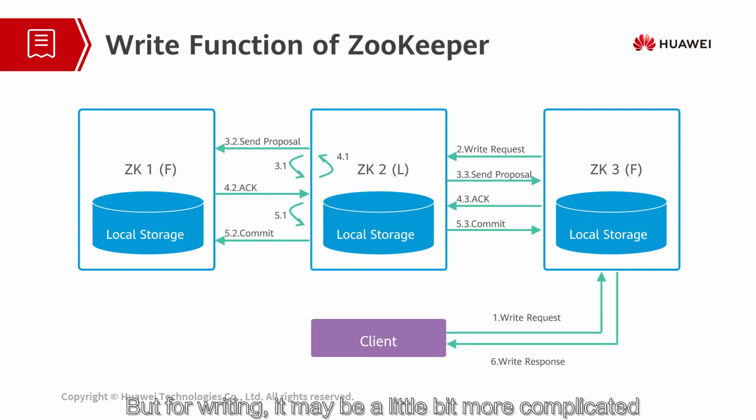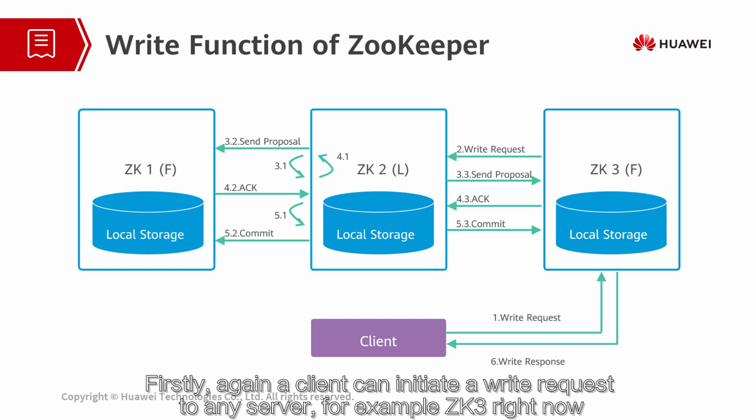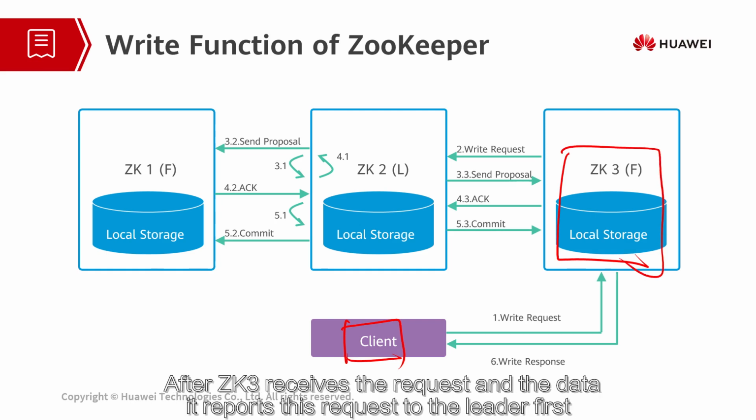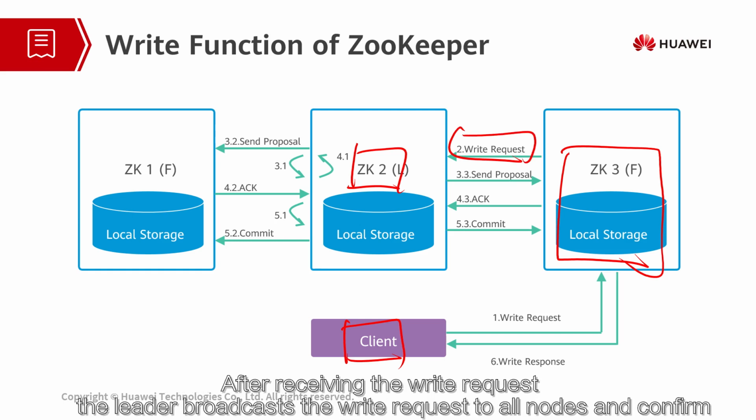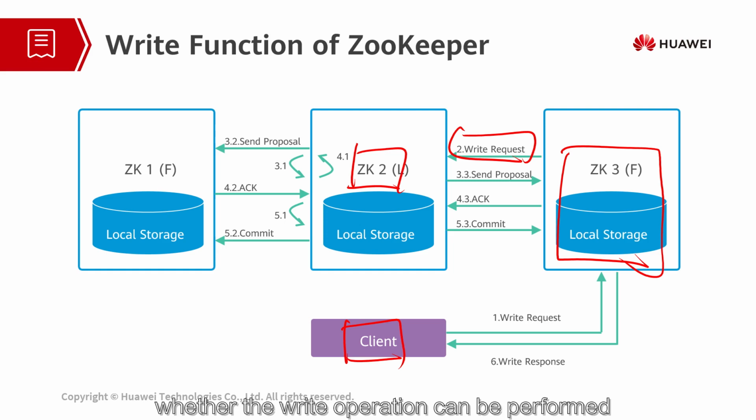But for writing, it may be a little bit more complicated. Here, the process follows these steps. Firstly, a client can initiate a write request to any server, for example, ZK3 right now. After ZK3 receives the request and the data, it reports the request to the leader. After receiving the write request, the leader broadcasts the write request to all nodes and confirms whether the write operation can be performed.